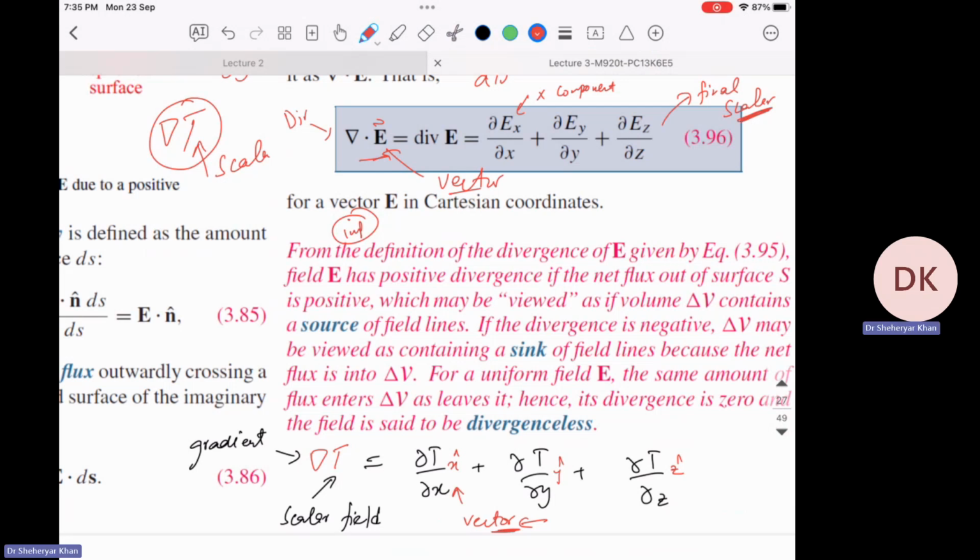In terms of exams, you must have knowledge about these two formulas and their differences. It's very, very important. So for all the exams, they have included this divergence and the gradient.